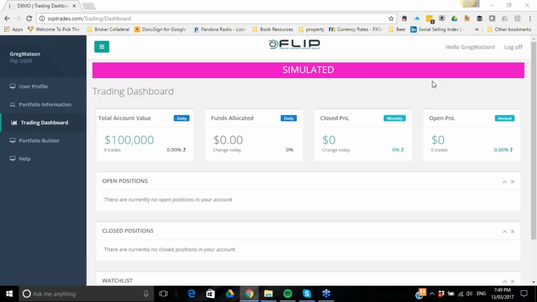It's Greg Watson here. Today's session is basically about showing you a little bit about Flipping Wall Street and how the simulator works. It's actually really simple, and I just wanted to share some strategies with you today on how to put that together. First of all, just as a disclaimer, the example strategies are for demo purposes only.